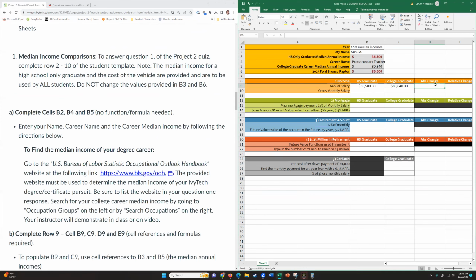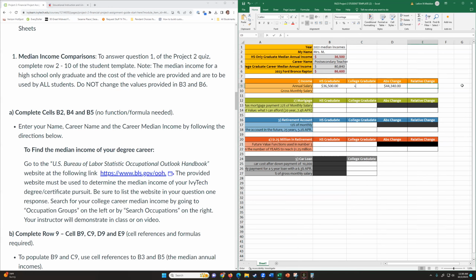So absolute change, again, we want formulas. It's equals new, which would be the degree I got after having a high school degree, essentially, minus old, someone who doesn't have the upper level degrees. So that's the absolute change for the annual salary.